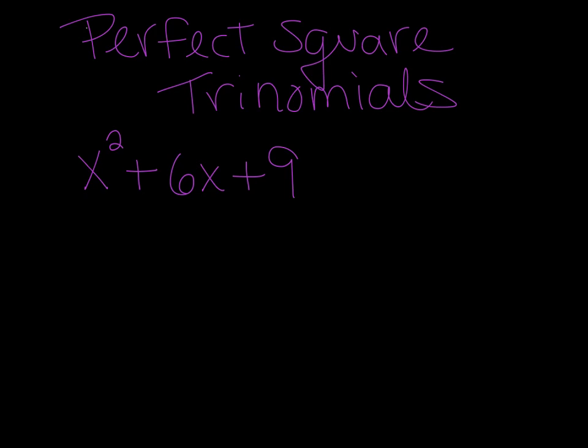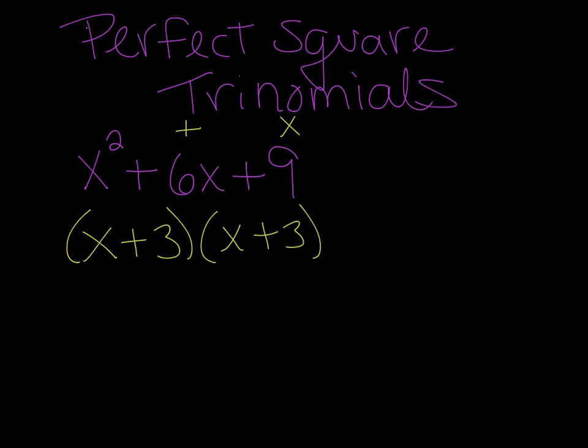All right, and the second type of special cases is a perfect square trinomial. So the difference being here, we're still working with perfect squares, but we're not looking for subtraction anymore. We're looking for two numbers that are the same, that multiply to the end and add to the middle. So in this case, the two numbers that multiply to 9 and add to 6 are 3 and 3. So your factors are x plus 3 times x plus 3.